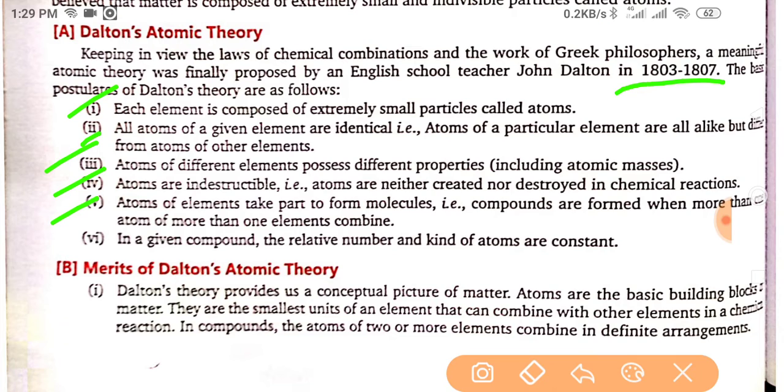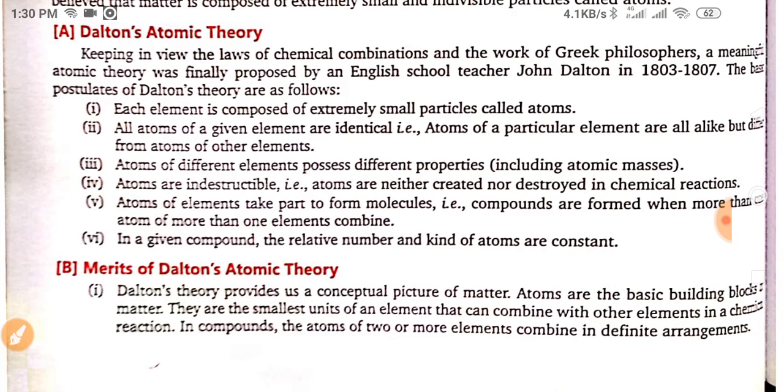Atoms of elements take part to form molecules. That is, compounds are formed when more than one atom, or more than one element, combine. In a given compound, the relative number and kind of atoms are constant. So this is all about Dalton's atomic theory.